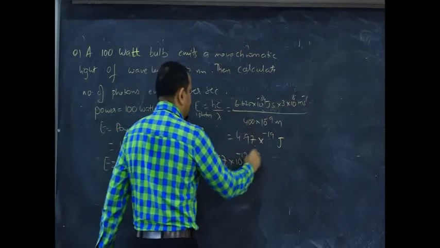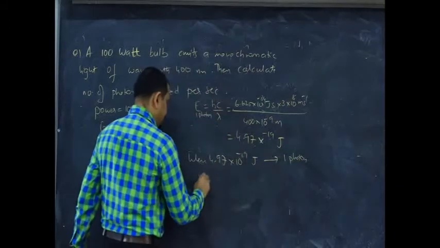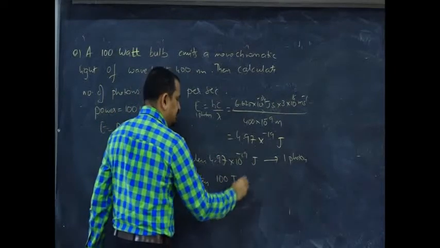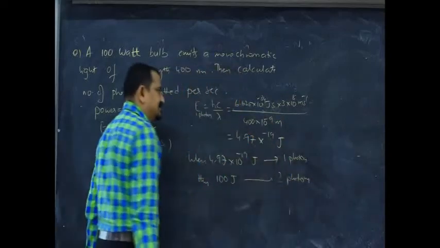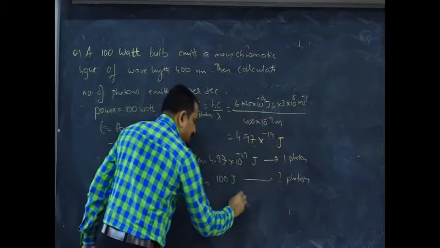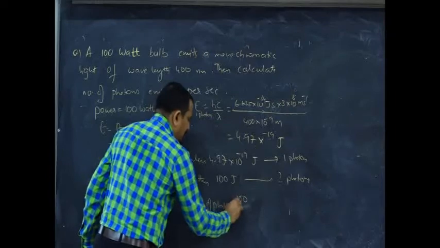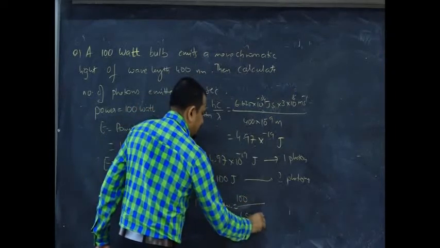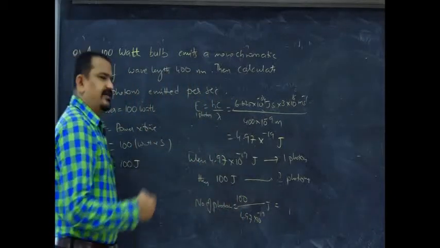When 4.97 into 10 power minus 19 joules is the energy of one photon, then the given 100 watt bulb, whose energy is 100 joules, is of how many photons? How do you calculate? By the crisscross method. So number of photons equals 100 by 4.97 into 10 power minus 19 joules. It is almost 100 by 5. 100 by 5 is 20.